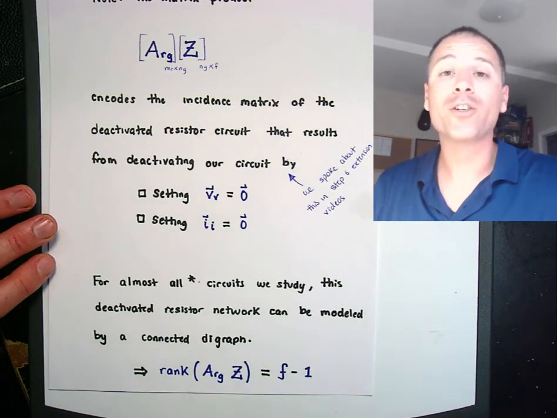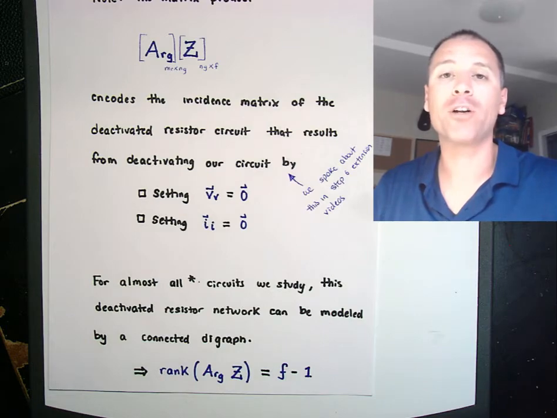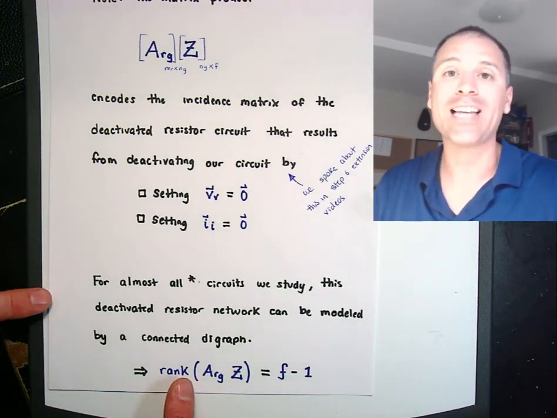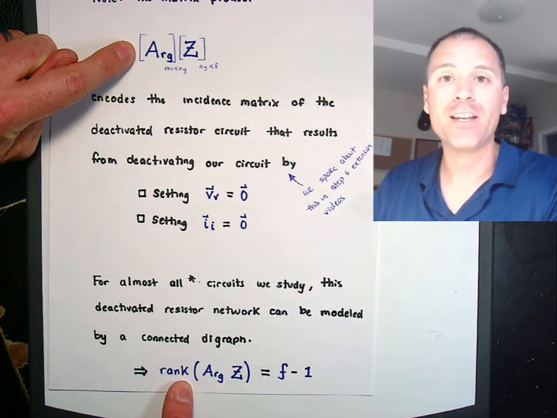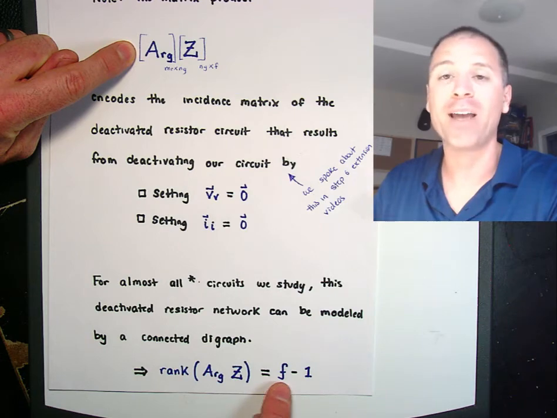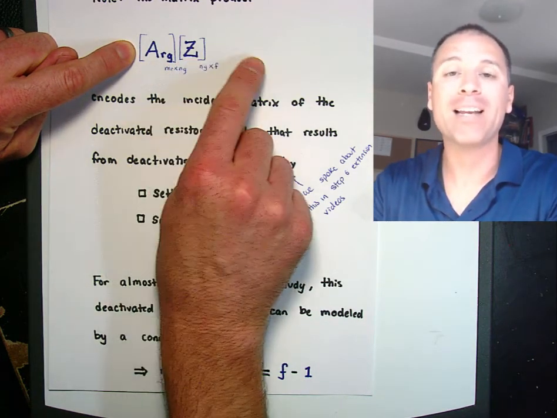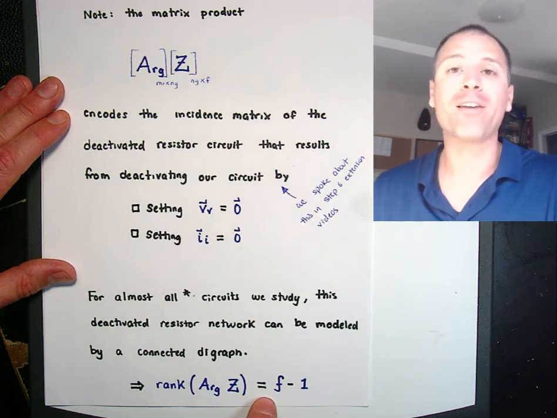As long as our original circuit doesn't have two subcircuits that are connected by paths of current sources, we're going to say that that deactivated resistor network is actually a connected graph, which means that the rank of this matrix is going to be F minus 1, or the number of columns of this matrix minus 1. That was the point of parts 2 and 3 of our extension videos to step 11, was to formally explore and argue that that rank theorem must hold.